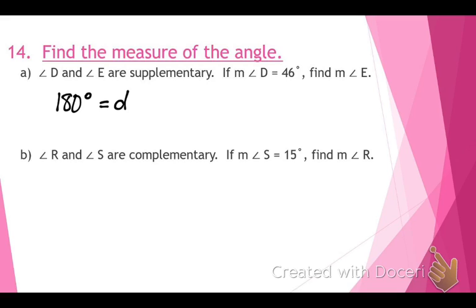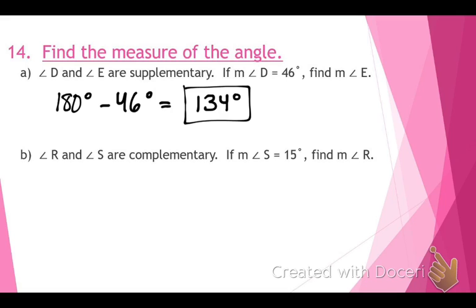Listen, you're making this much more complicated than it has to be. Here's the main idea. We know supplementary means 180. We know that one of them is already 46. So I just have to subtract the 46 from 180. Okay? What do we get? 134 degrees. Please make sure you put the degrees there, otherwise you will lose points for not labeling what it is. Okay, next one, Landon.